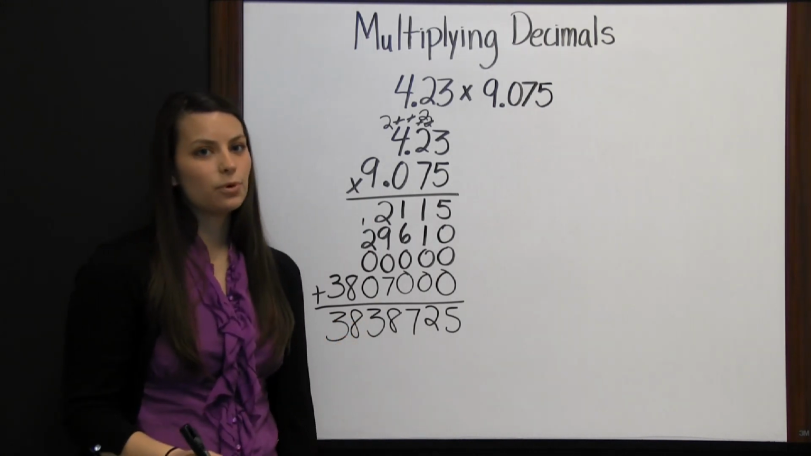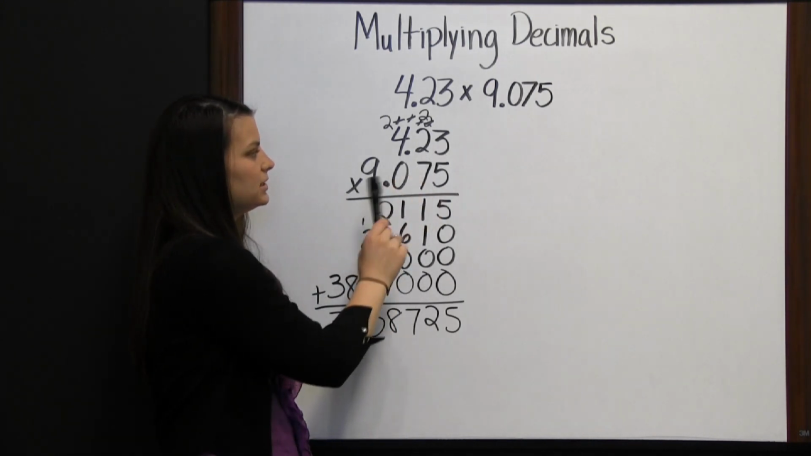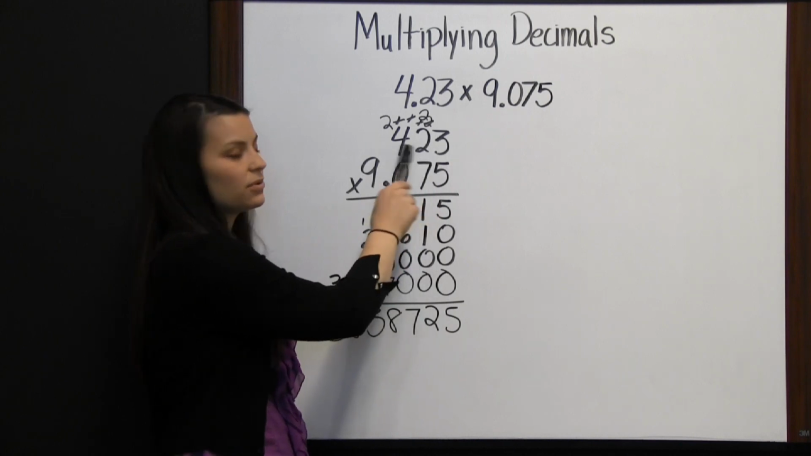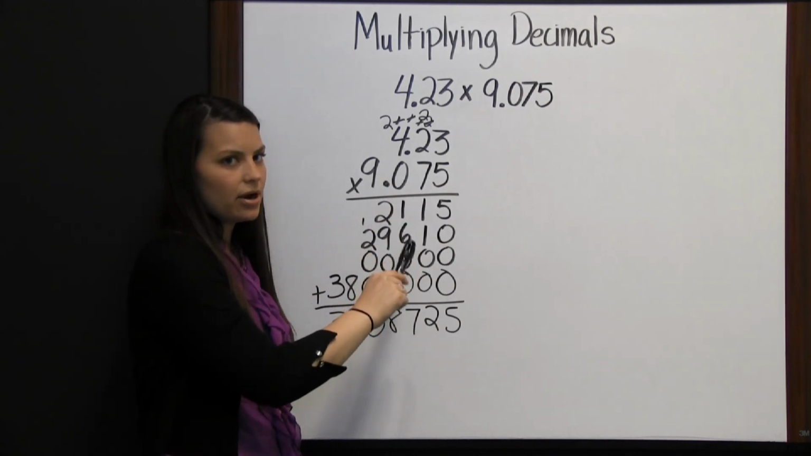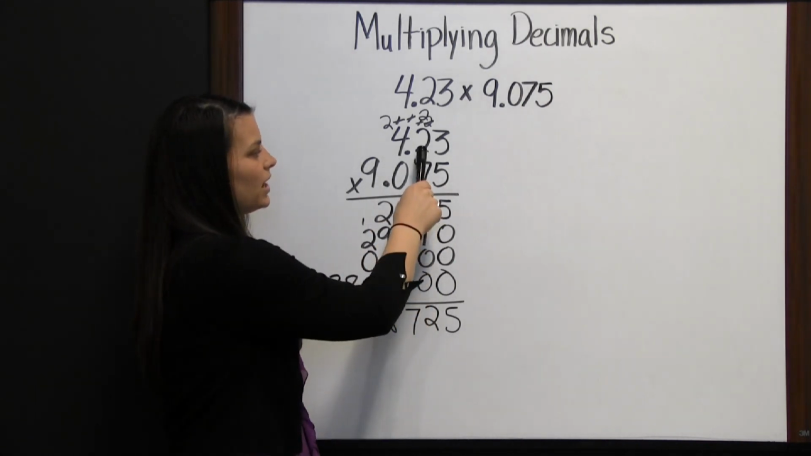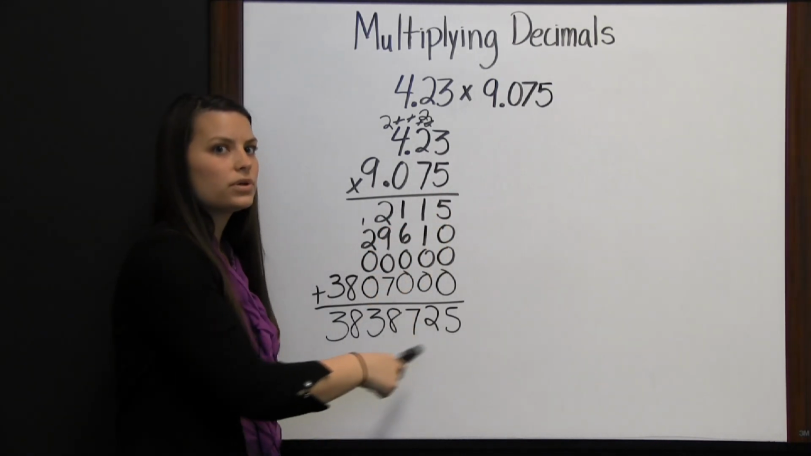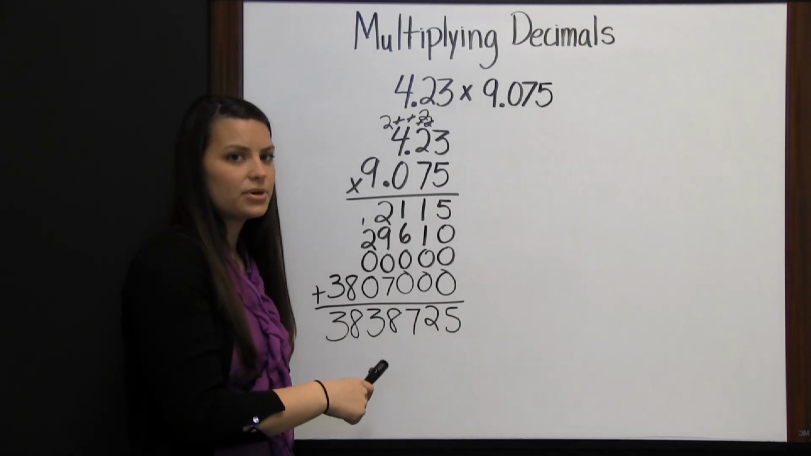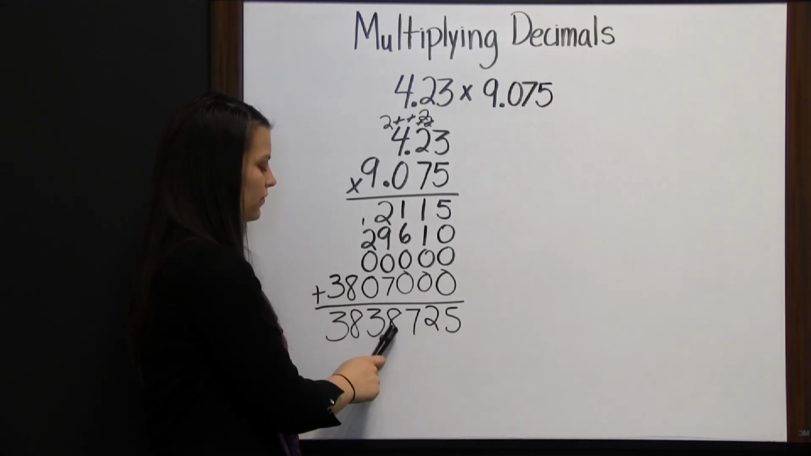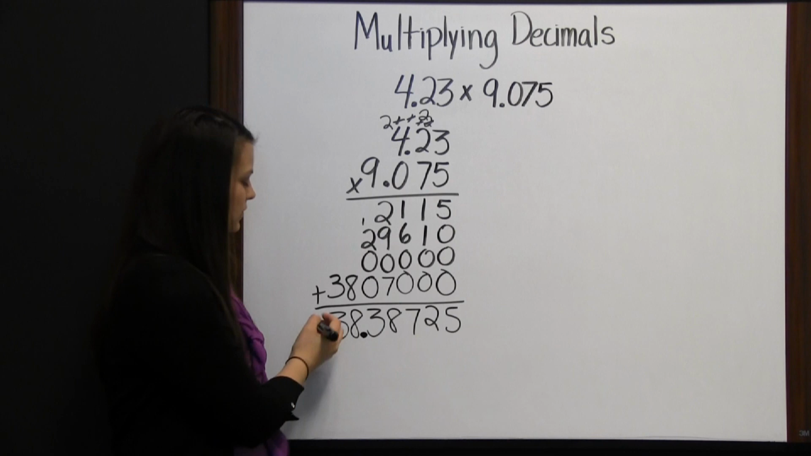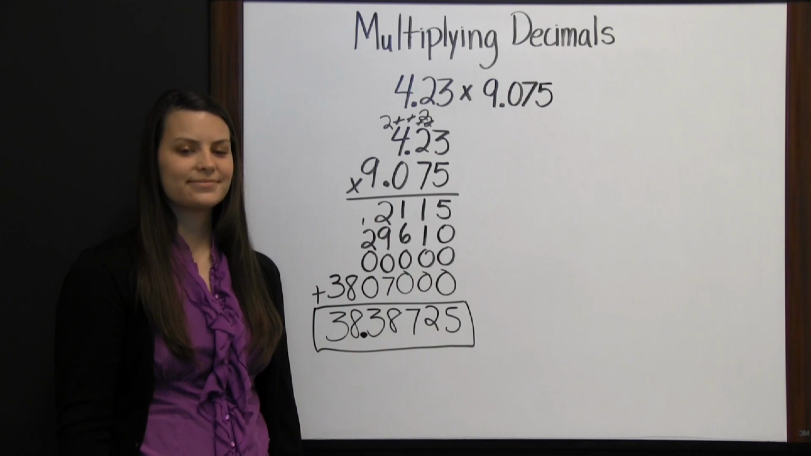To determine where the decimal point goes when you've multiplied your decimals together, we're going to take how many numbers there were behind our decimal in our first number and how many numbers there were behind our decimal in our second number and add those together. So since we had 2 numbers behind the decimal here and 3 numbers behind the decimal here, our result will have 5 numbers behind the decimal. 2 plus 3 is 5. 1, 2, 3, 4, 5. So this is the result of multiplying my 2 decimals together.